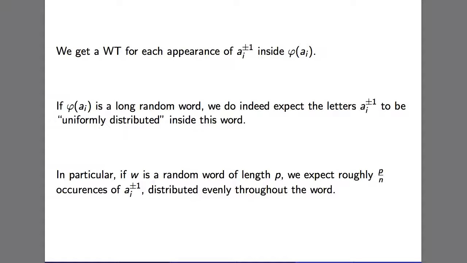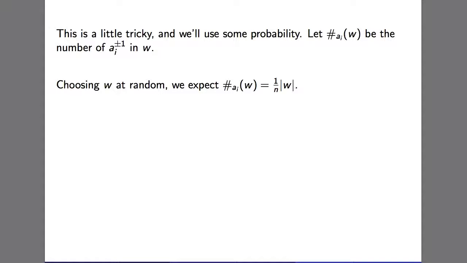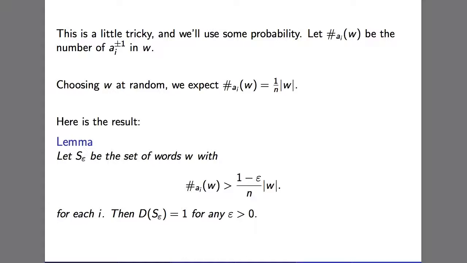So I want to try and prove something which indicates this. All right? It's a little tricky. We're going to use some basic probability. I have very weak background in statistics and probability, so I hope you do too, and you won't notice if I make a mistake. This is just a notation: the number a_i in w just means the number of a_i or a_i inverse in the word w. Like I said before, if we choose w completely at random, we should expect this number to be 1 over n times the length of w, because each letter has equal probability and there are n different choices. Here's the result, technically what we can prove.